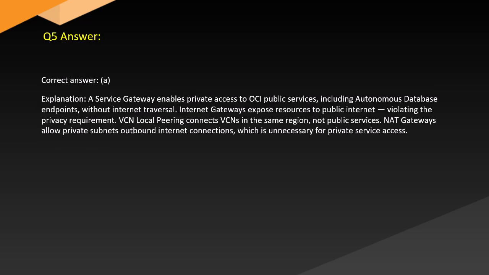Answer. Correct answer: A. Explanation. A service gateway enables private access to OCI public services, including Autonomous Database endpoints, without internet traversal. Internet gateways expose resources to the public internet, violating the privacy requirement. VCN local peering connects VCNs in the same region, not public services. NAT gateways allow private subnets outbound internet connections, which is unnecessary for private service access.